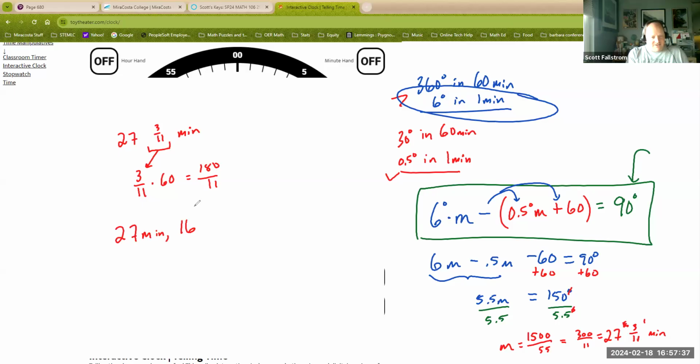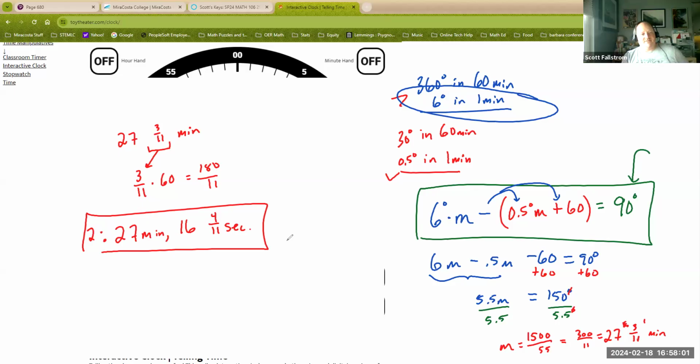Okay. So I need to turn that into a fraction. So I'm going to subtract by 16 and then multiply by 11 because that's the cool thing we learned in class. And that would be 4/11 seconds. So what time? At 2 o'clock. So at 2:27 and 16 and 4/11 seconds would be the exact time that this thing hits. So there you go. That's it.